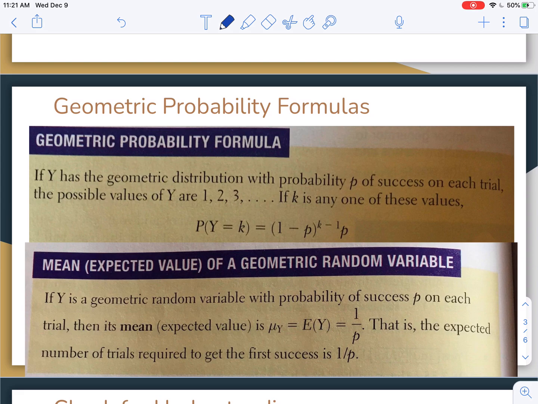So we've got our formula here. If we're looking at something that's within the geometric setting, the probability of something happening on the kth time is equal to (1 minus the probability) to the k minus 1 times the probability of it occurring. And then the mean is just the reciprocal of whatever the probability is. So we just take the positive reciprocal of the probability, and that's your mean.